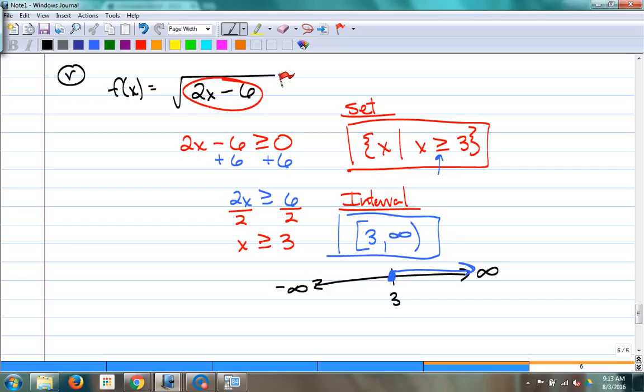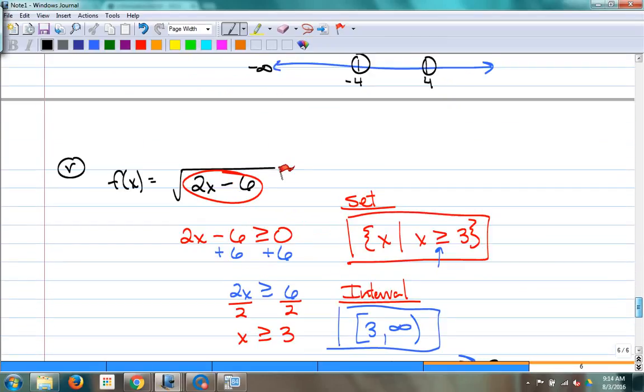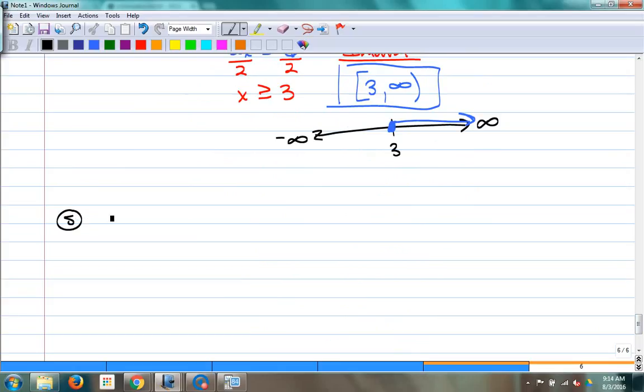Let's do this one. Well, there we go. S. F of x is equal to 7x minus 3x squared. Any red flags on this one? No, there's no square roots. There's no x in the denominator.